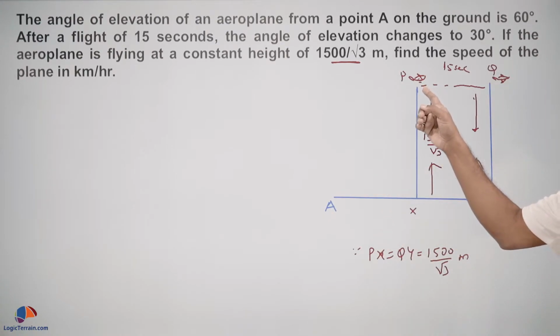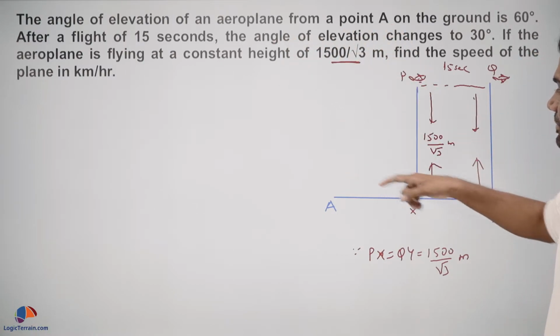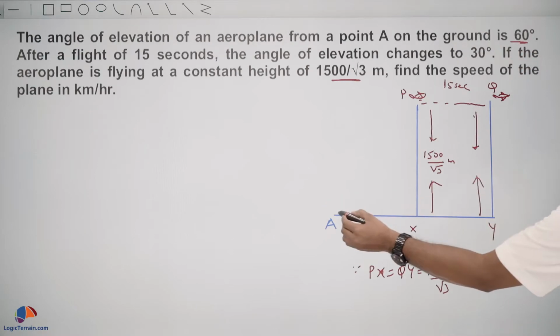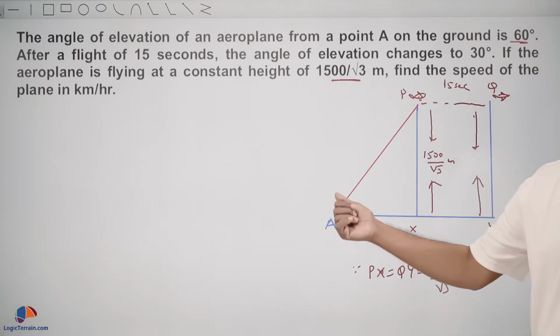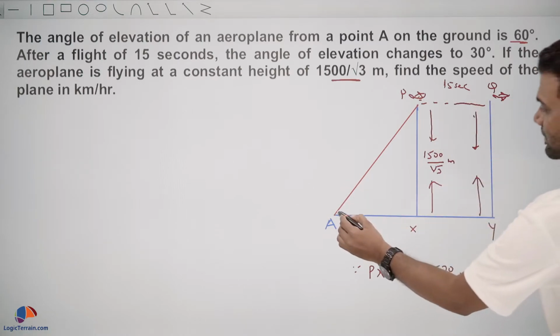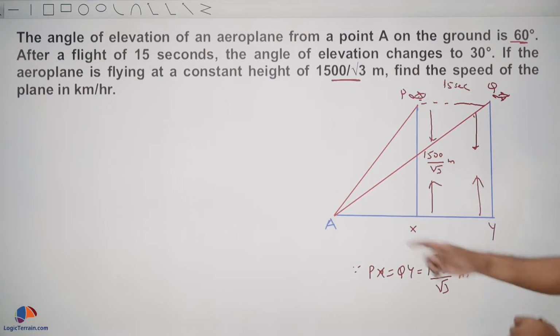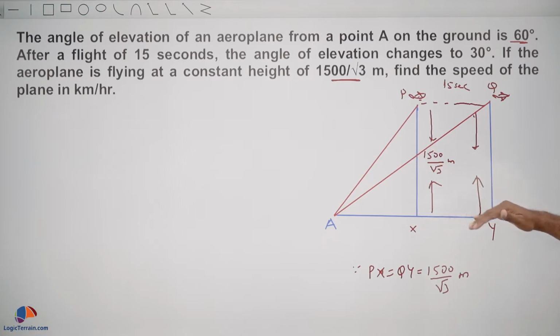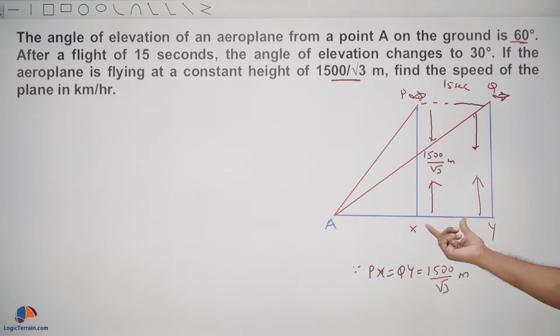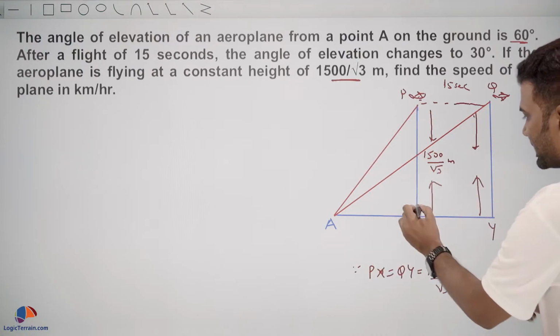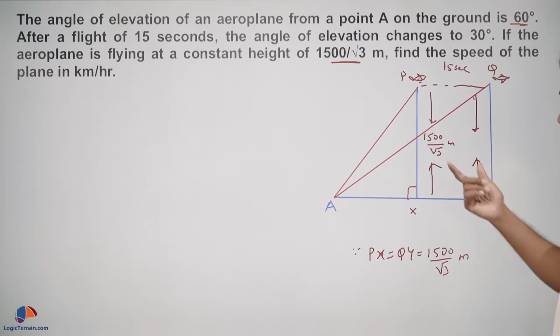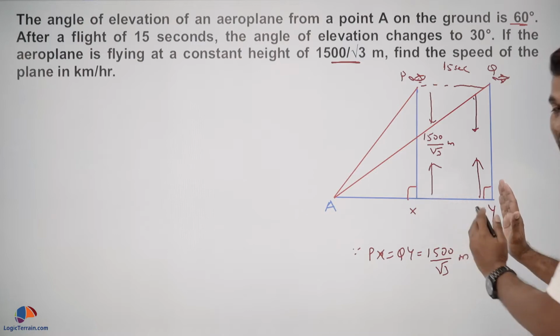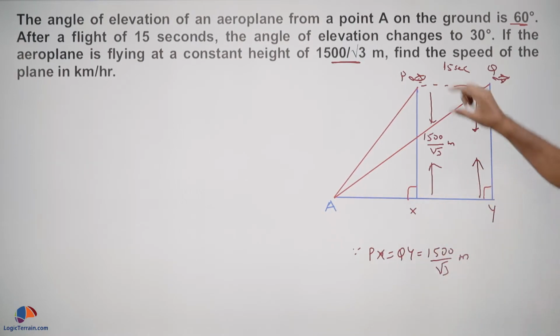Now initially the aeroplane is observed from point A with angle of elevation 60 degrees, and after 15 seconds of travel, the angle of elevation changes to 30 degrees. Okay, this is the given information. From this, we need to find the speed of the plane. For that, we need to find the distance traveled. We have two right angle triangles here. By using these two right angle triangles, we will find the distance traveled from X to Y. Once we get it, we will get the speed.